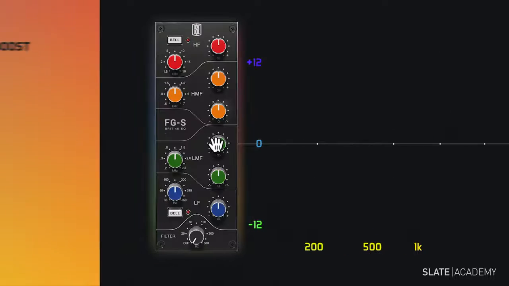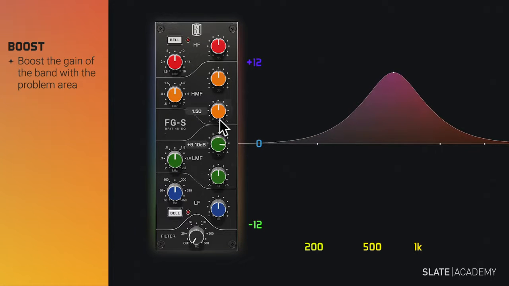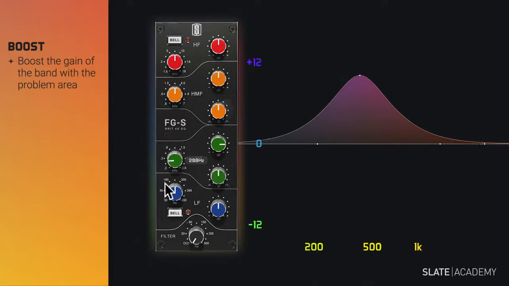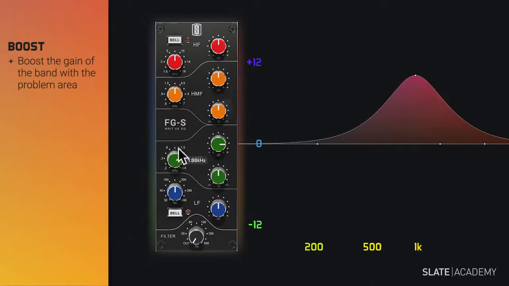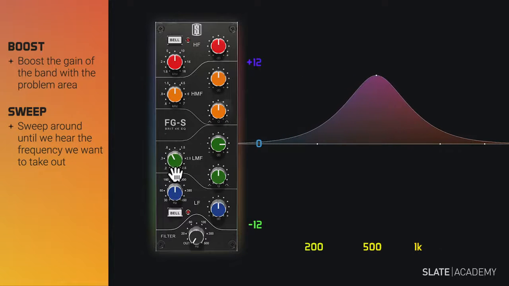The first step is to boost the gain of the band that the problem area is in. We've identified with our ears that it's in the low mid frequencies, so we're going to boost that. Then we're going to take the frequency band and we're just going to sweep around until we hear the frequency that we want to cut. And we'll know when we've found the frequency because it's going to be an exaggerated version of the problem that we're trying to reduce.